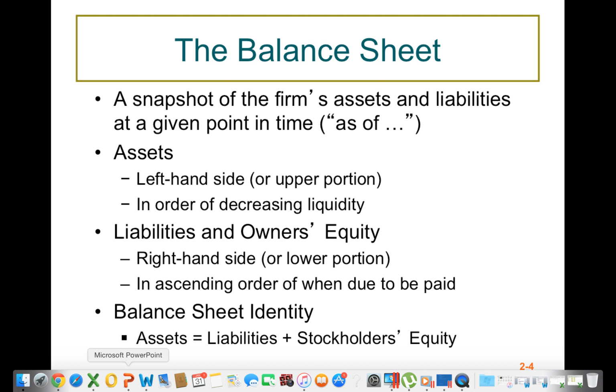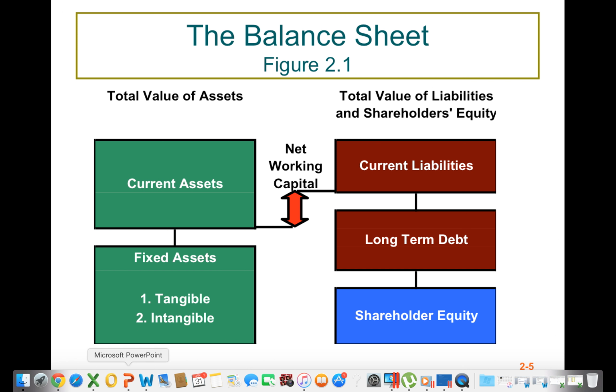So it's good to know the identity there and the differences and how you can change them around algebraically in order to solve for another variable. In terms of the balance sheet, as you can see here, you have your total value of assets on the left-hand side and the total value of liabilities and shareholders' equity on the right-hand side.